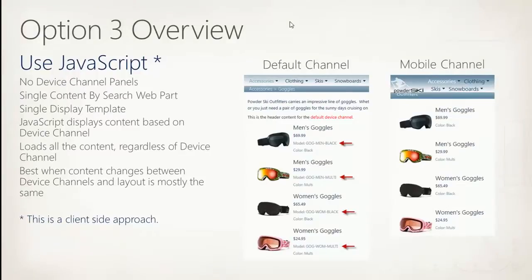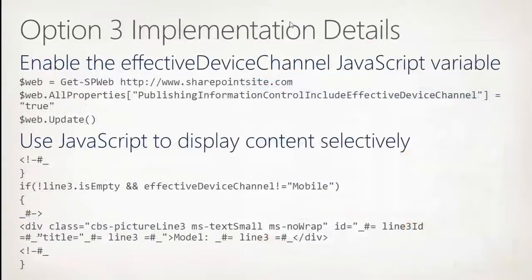I have my default channel on the left, I have my mobile channel on the right, and I chose to hide the text in one area. I did this on the client. The way that I went about doing this one was taking the step here with this PowerShell code at the top of the page.